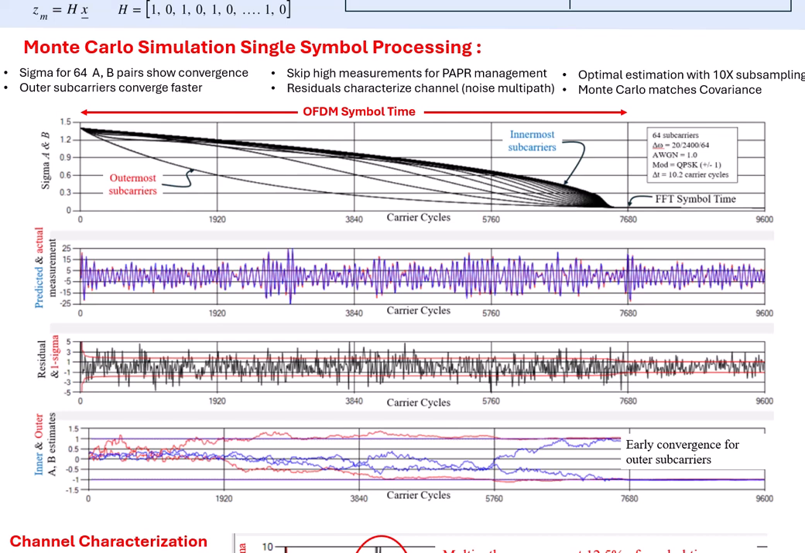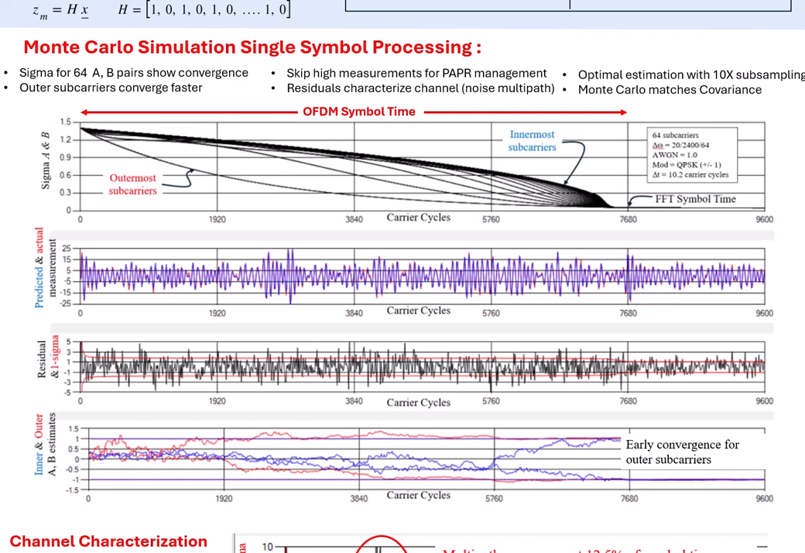The second pane shows the predicted measurement and actual measurement from the Monte Carlo simulation. This shows the spiky nature of the OFDM signal and suggests the requirement for high-resolution sampling. The difference in the red and blue curves on the second pane form the residual that is plotted on the third pane. The third pane also shows the plus and minus residual standard deviations as the red lines.